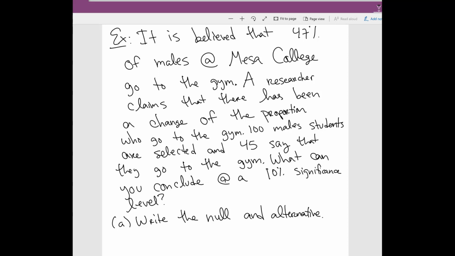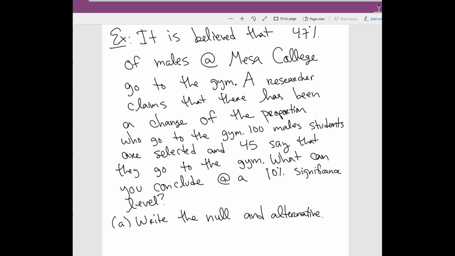Here is another example using hypothesis testing. It is believed that 47% of males at Mesa College go to the gym. A researcher claims that there has been a change of the proportion who go to the gym. 100 male students are selected and 45 say that they go to the gym. What can you conclude at a 10% significance level? So this time I did put my alpha in there.